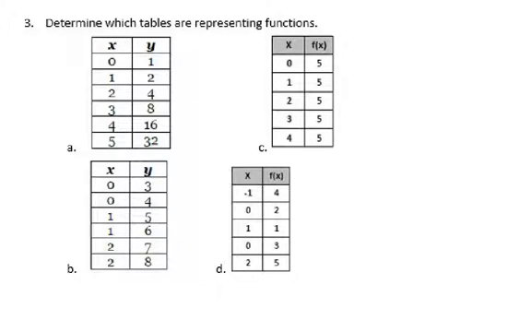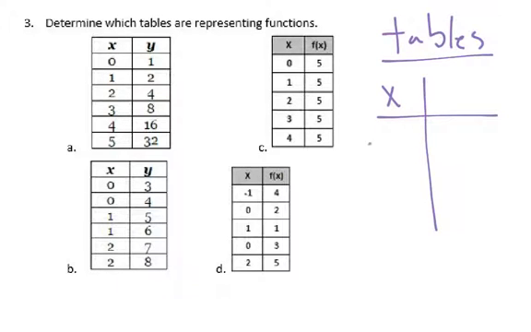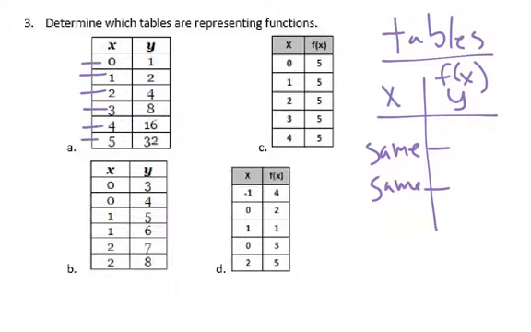Alrighty, so next one we're just determining whether something is a function or not. Remember, for tables, what we're looking for is if we have more than one x value that's the same, you have to pay attention to that y or that f of x value. If I have the same x, but they give me different y's, then it's not a function. If I don't have any same x's, it's definitely a function. So this first one, I have different numbers for x's, it's a function.